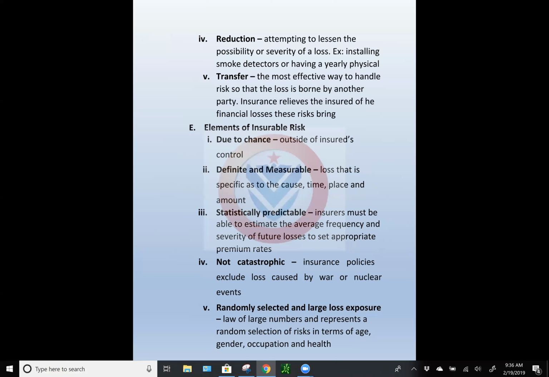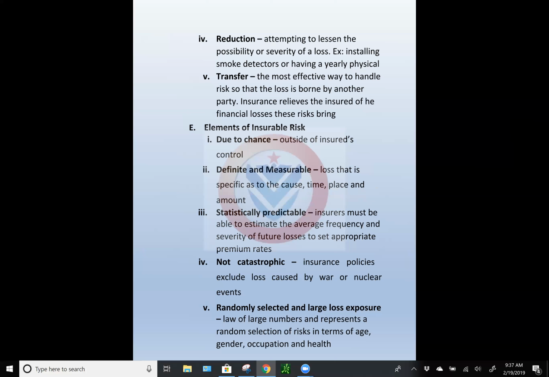And the most common way is to transfer risk. This is the most effective way to handle risk so that the loss is borne by another party. Insurance relieves the insured of the financial losses these risks bring.